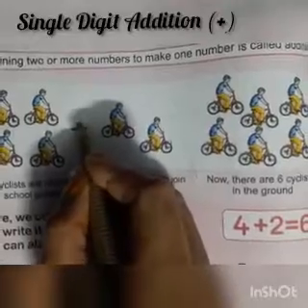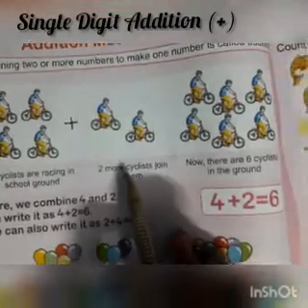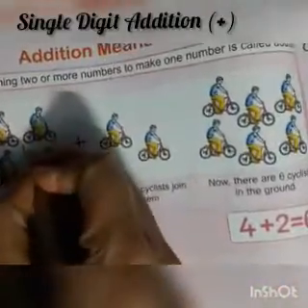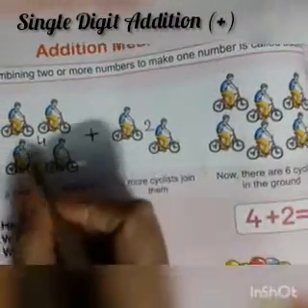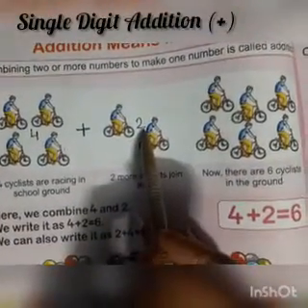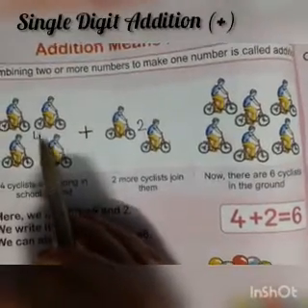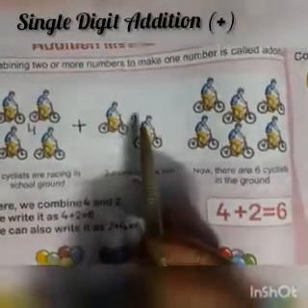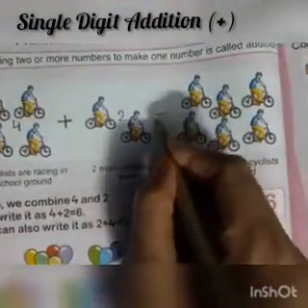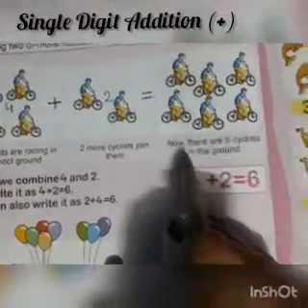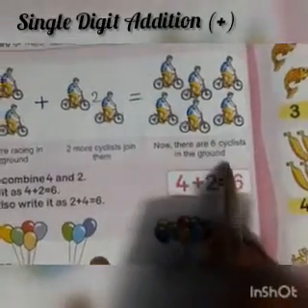You will put the sign of plus here. Then you will count all the cyclists together. 1, 2, 3, 4, 5, 6. 4 were already there and 2 have joined them. So firstly you will keep this big number in your mind and the 2 on your finger. So count after 4. 4, 5, 6. Children, you can do the addition like this also. Is equal to 6. 1, 2, 3, 4, 5, 6. Now there are 6 cyclists on the ground.